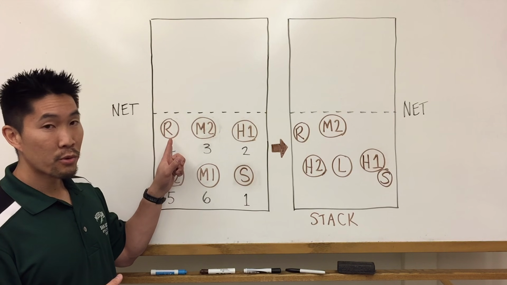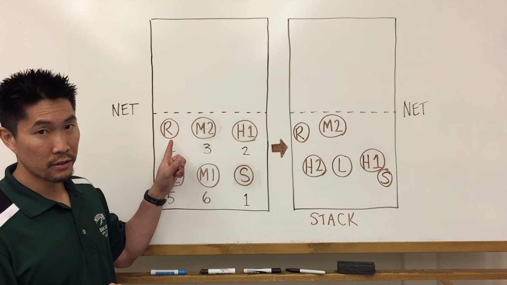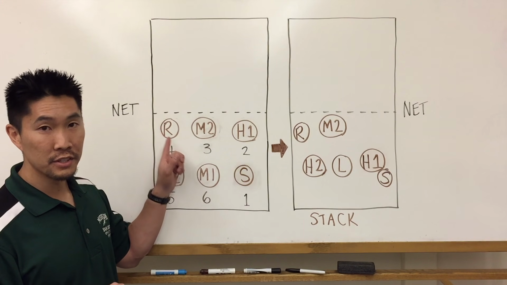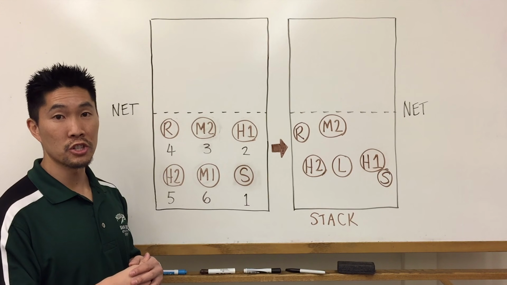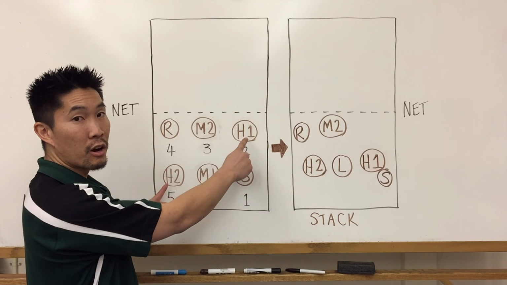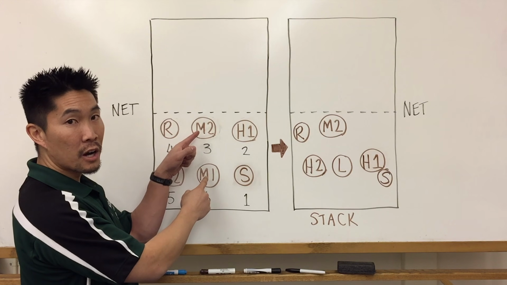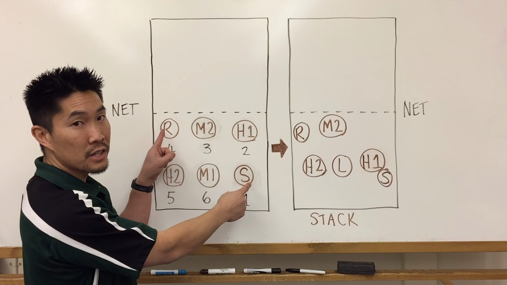The R stands for right side attacker or opposite hitter, and this hitter is opposite of the setter. Notice that all the positions are directly opposite of each other. Both outsides are opposite of each other, middles are opposite, and the setter and the right side are opposite of each other.